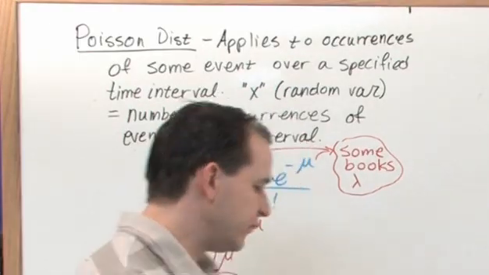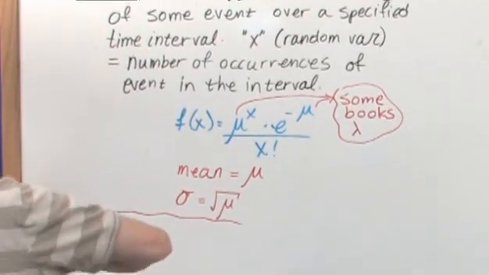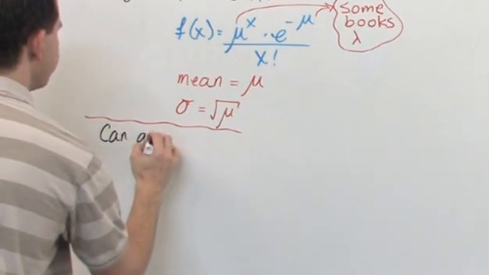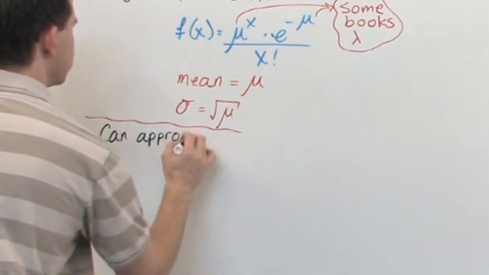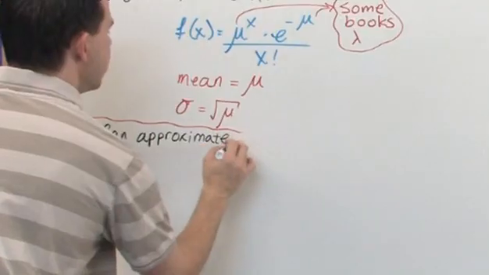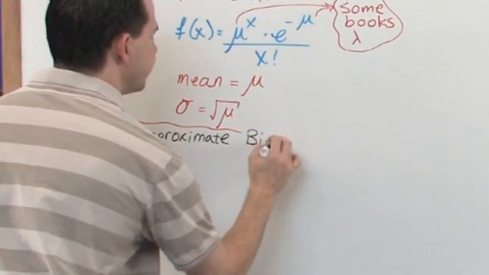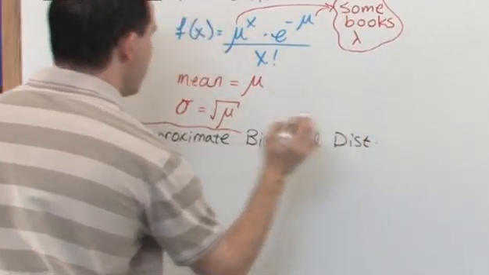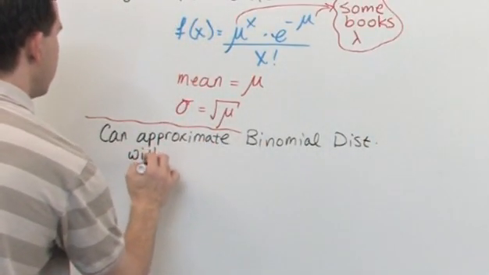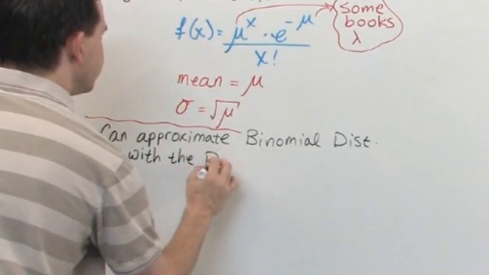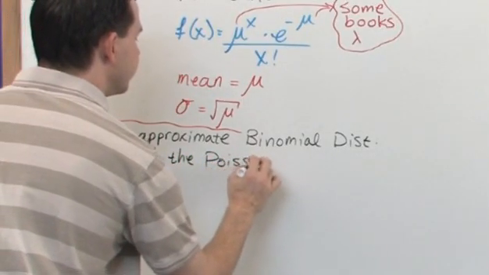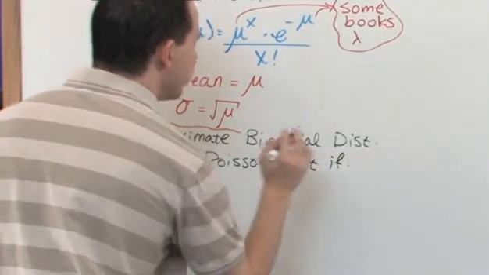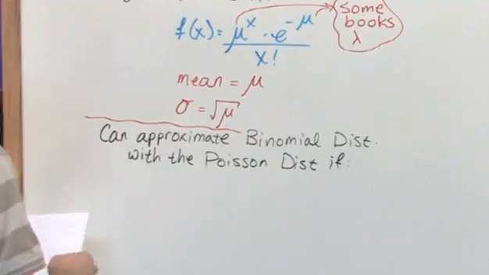And so the way you do that is, I'm just going to put it this way, you can approximate the binomial distribution with the Poisson distribution if 2 rules of thumb are met. Okay, and these are just rules of thumb.